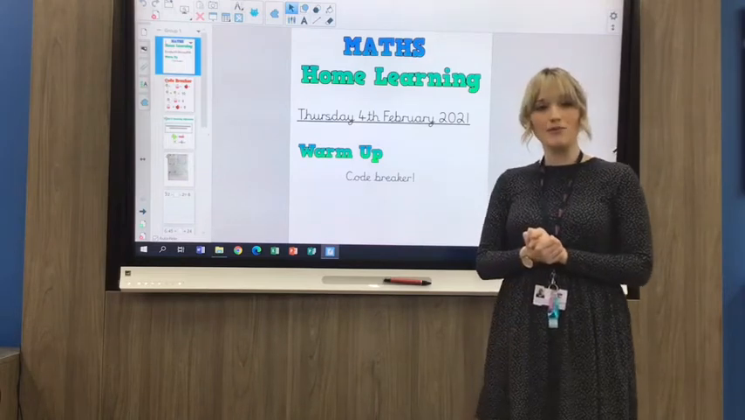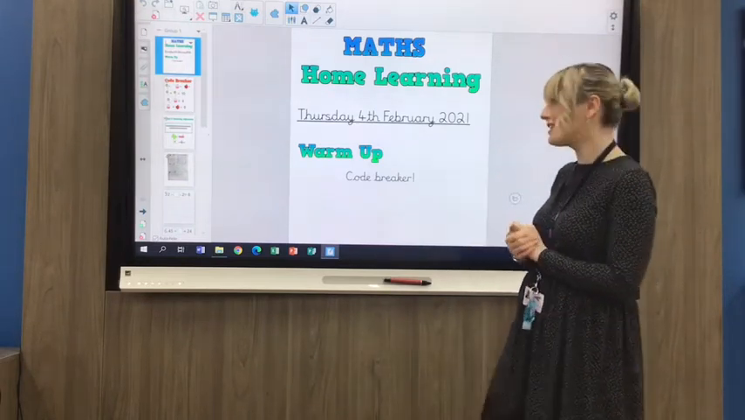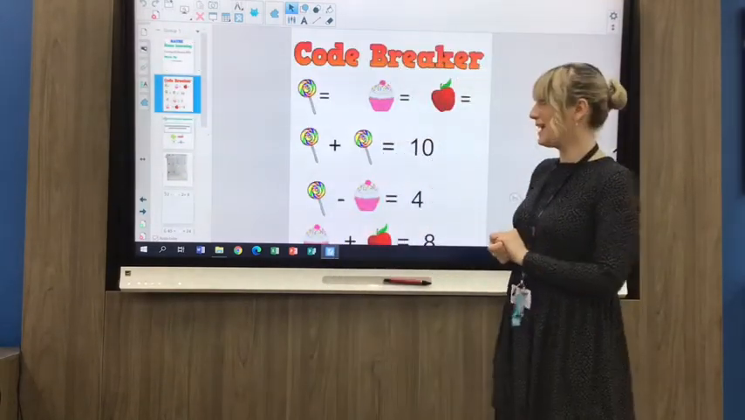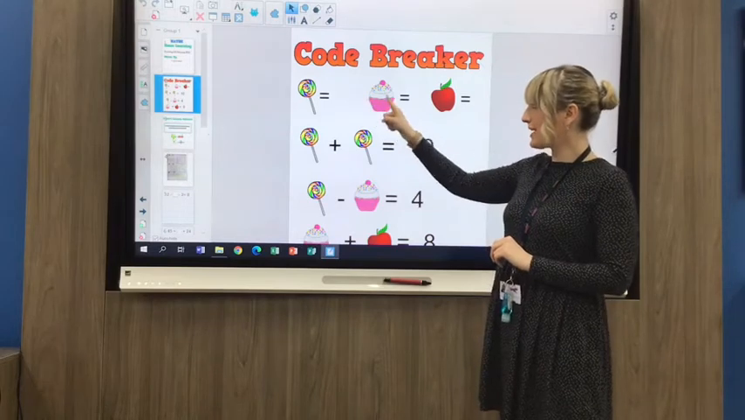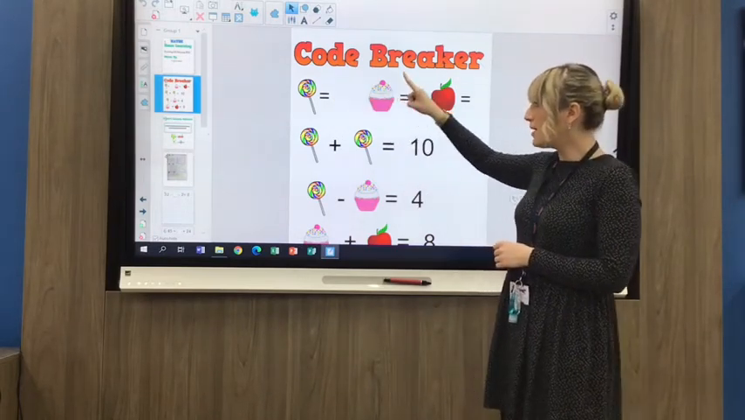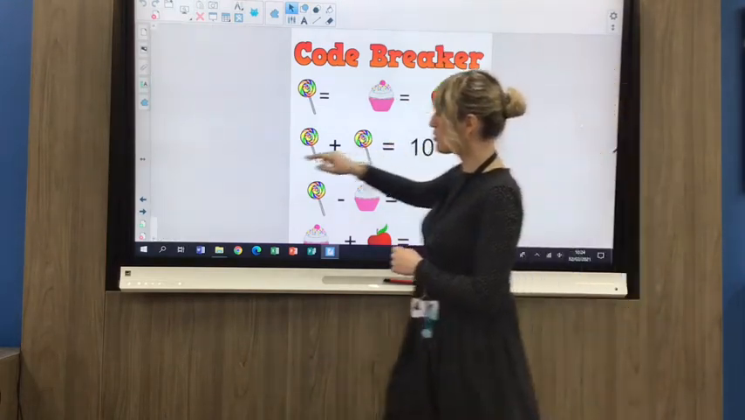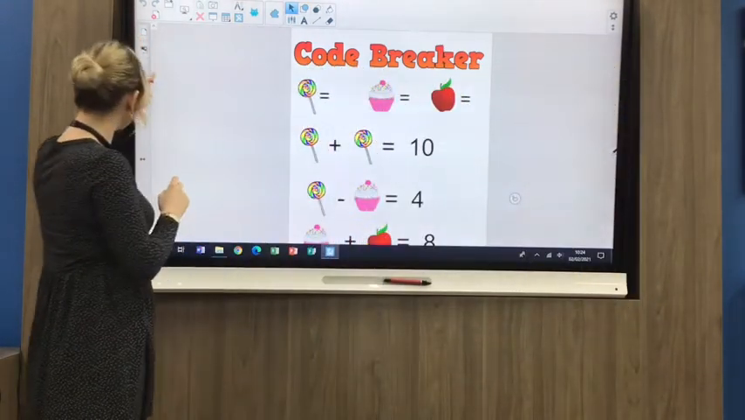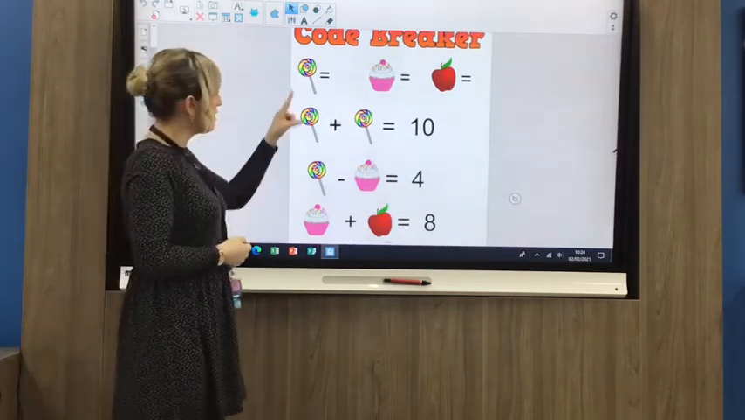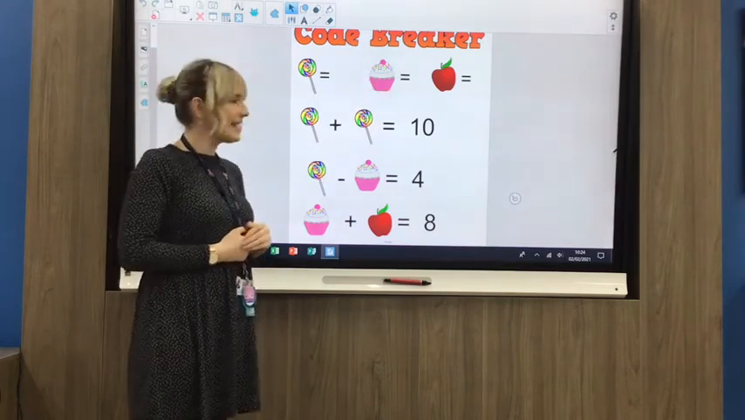Okay, today's warm up then, to get our brains in gear, is a code breaker. So I've got some yummy treats here, and each treat has got a value. So I've got my lollipop, a cupcake and an apple. I'm just going to scroll down so you can see all of the page, because what you've got to do is work out the value of each item.